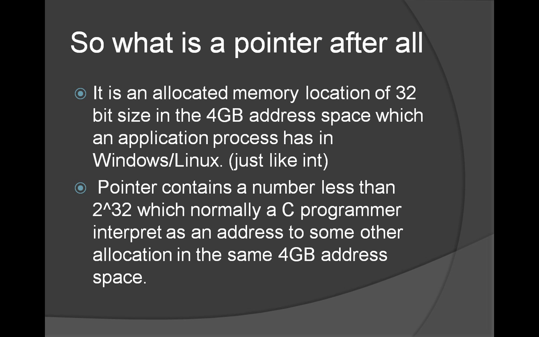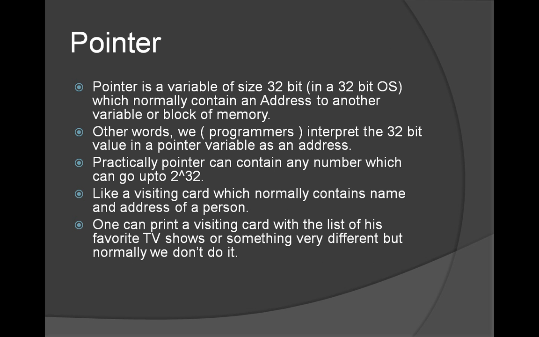And normally we interpret it as an address to some other location in the same 4 GB address space. So again, a pointer is a variable of size 32 bits which normally contains an address to another variable or block of memory. In other words, we programmers interpret the 32-bit value in a pointer as an address. Practically, a pointer can contain any number which can go up to 2^32 in a 32-bit operating system.